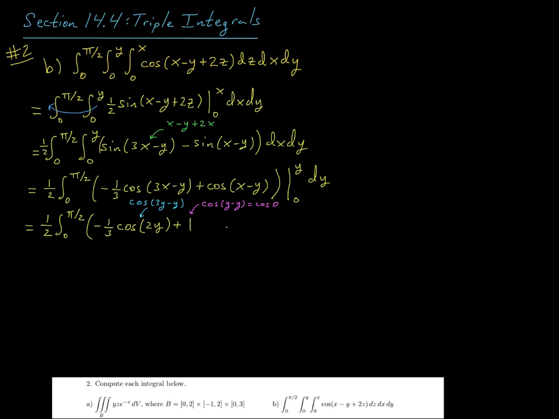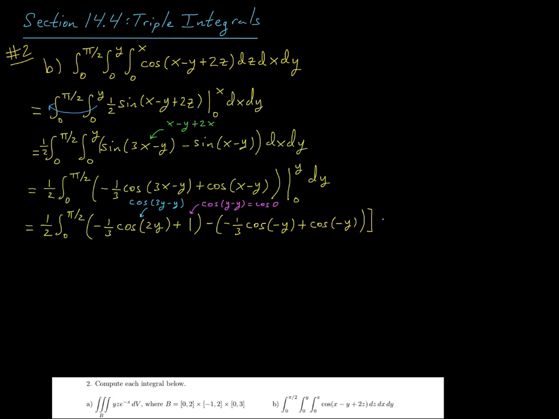So now what we're going to have to do is subtract from that what we get when we plug in 0 for x. So we're going to get minus 1/3 cos of, so 0 is going in for x, that's going to give us a minus y. And then here, plugging 0 in for x is going to give us a plus cos of minus y.